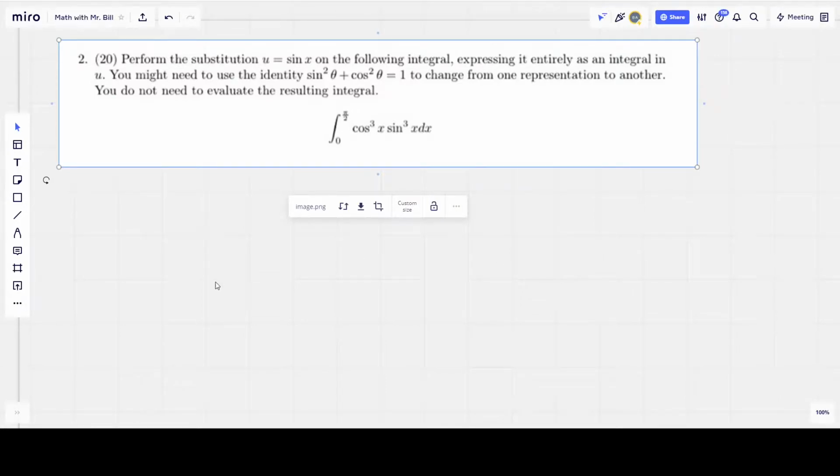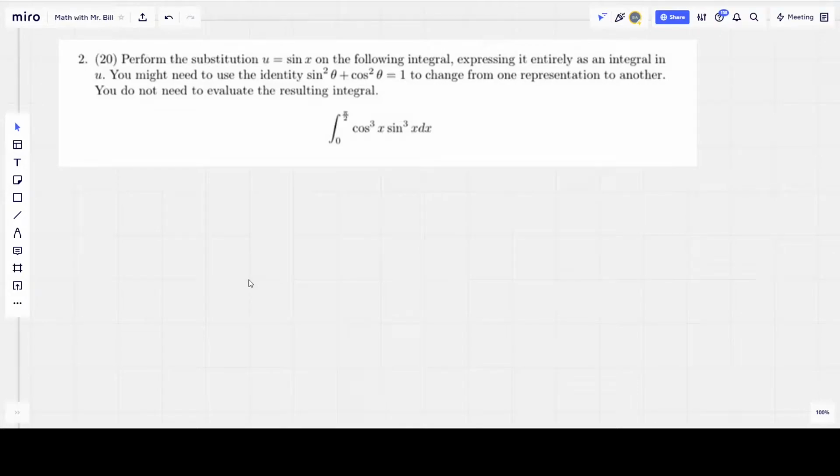Today we're going to be talking about an integration problem involving substitution. And all we really have to do is do the substitution and clean it up a little bit and show it off.